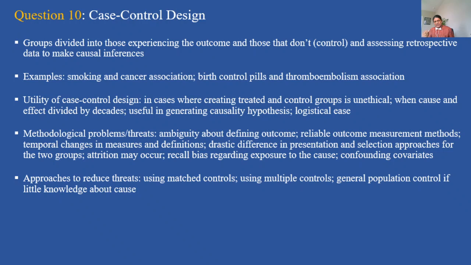So what are the remedies to counter these threats? The textbook talks about ways in which these threats can be countered. One is matched control. Second is multiple controls when matched control is not possible. And third is general population control if the cause is not well elucidated. If we don't have enough knowledge about the cause, then general population controls are used. So these are the methods to reduce the validity threats to case control design.